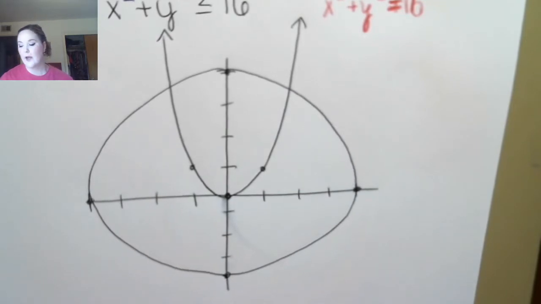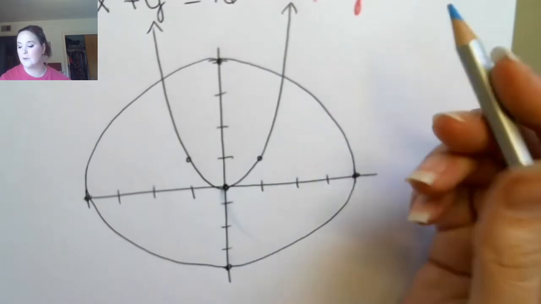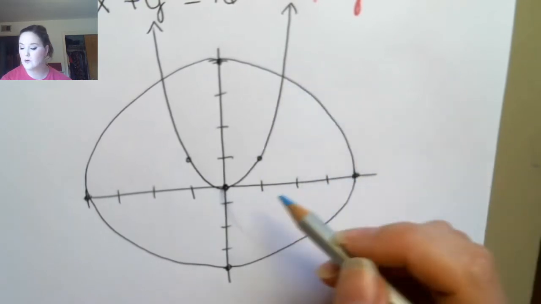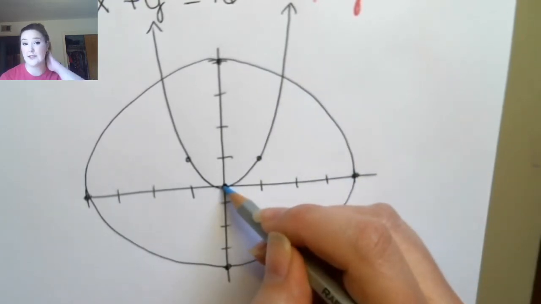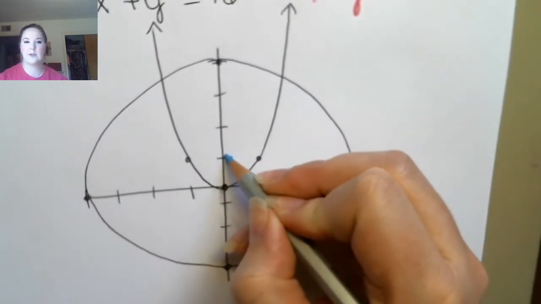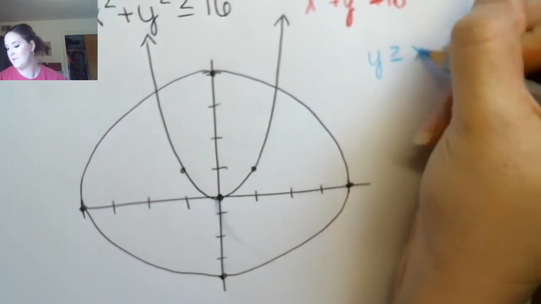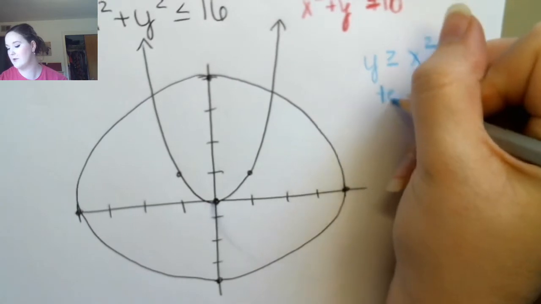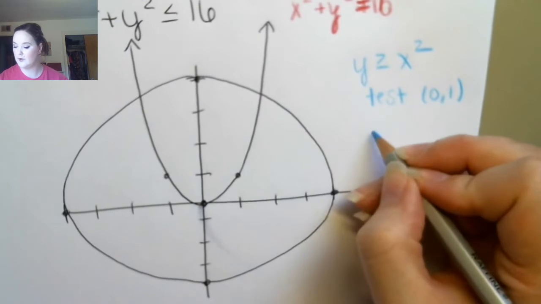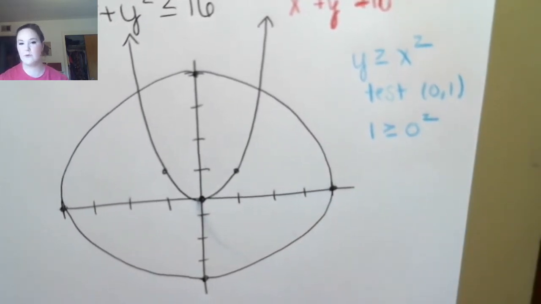Now I'm going to test a point for each one of these. For the first one, I can pick anything that isn't on the actual parabola itself. Normally I test the point 0, 0 just because it's easy to plug in, but because that's on the parabola, I'm just going to test the point 0, 1. So I'm going to plug this in: 1 is greater than or equal to 0 squared.